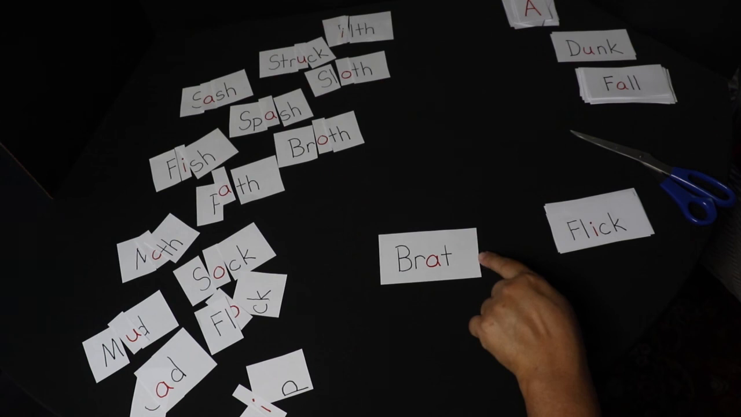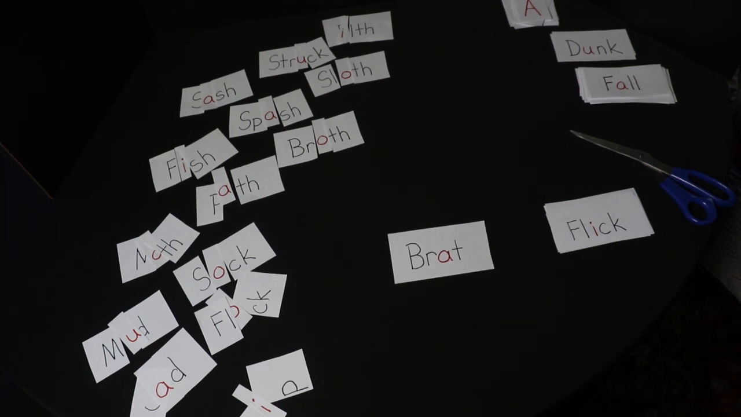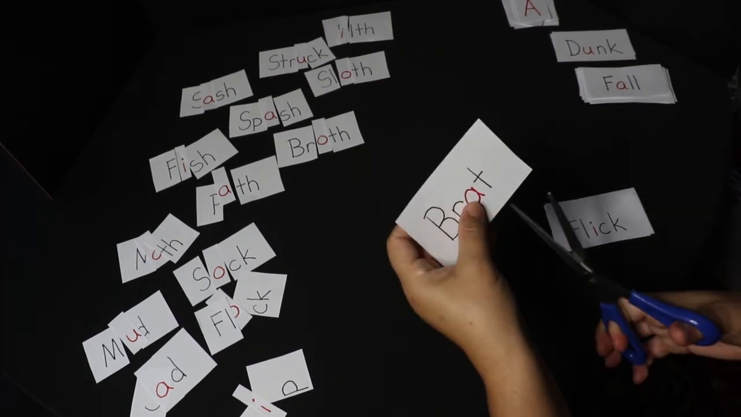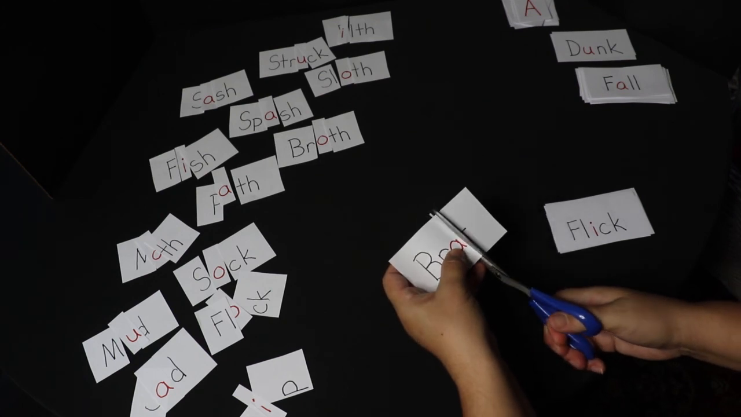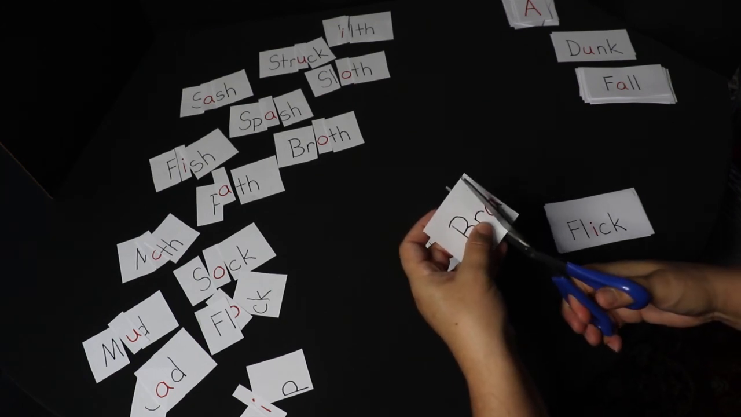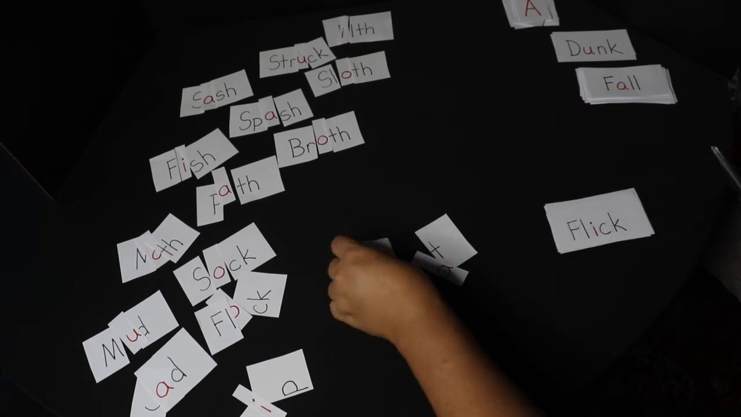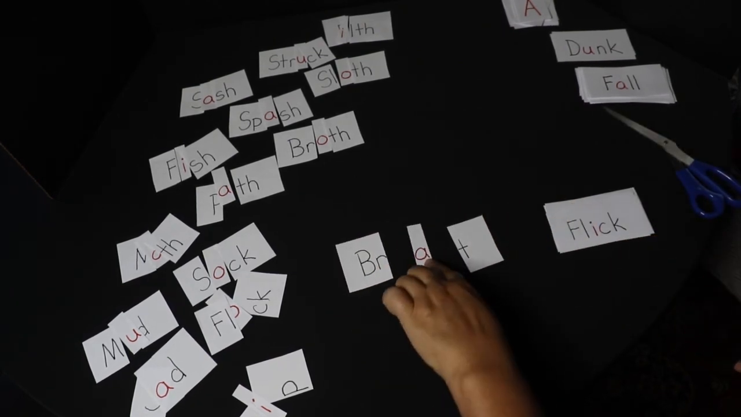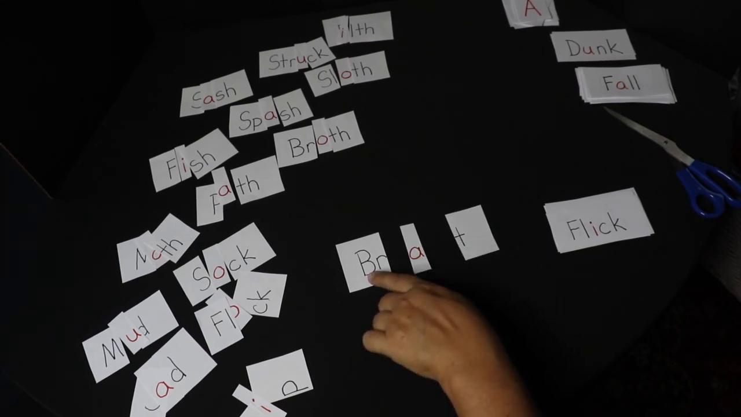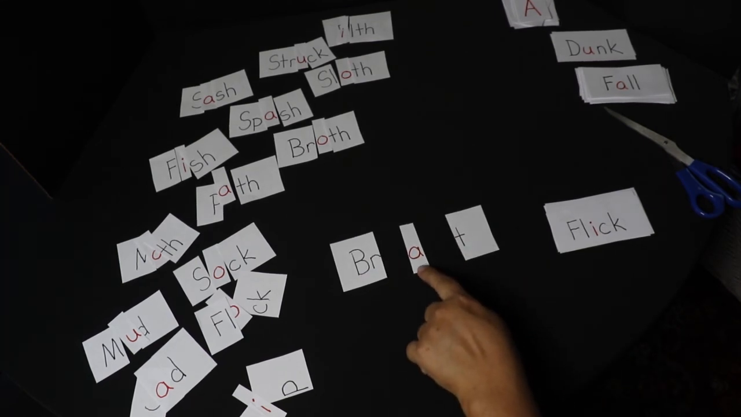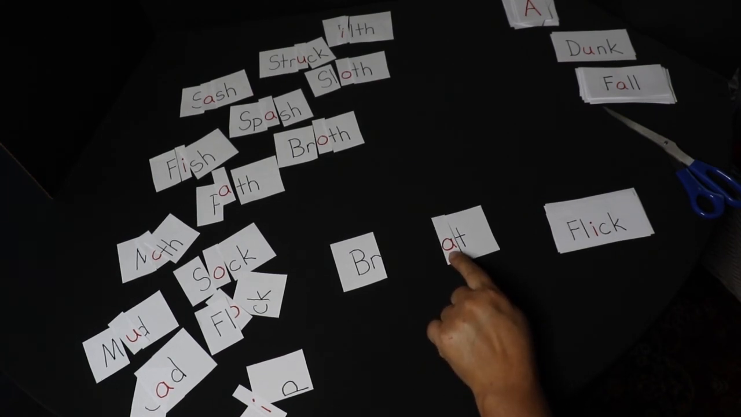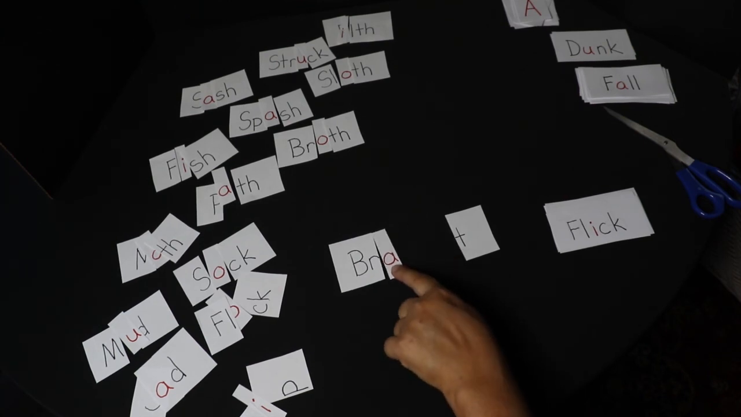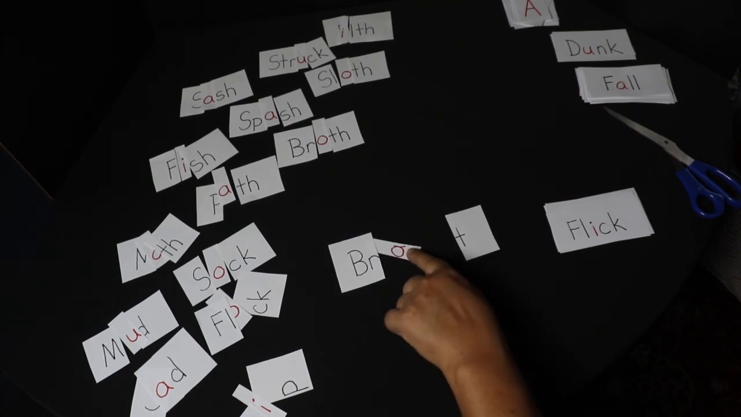Here's our next word. First we're going to cut out the vowel and separate it. Okay. What direction are we going to move the vowel? To the right. So it's closed in and makes its ah sound. Not a. Ah.